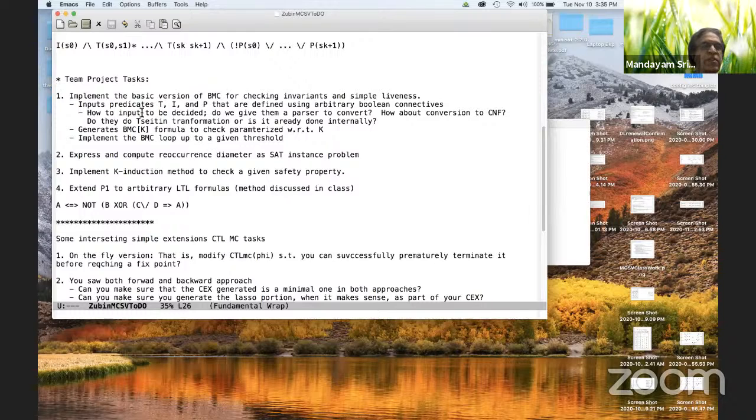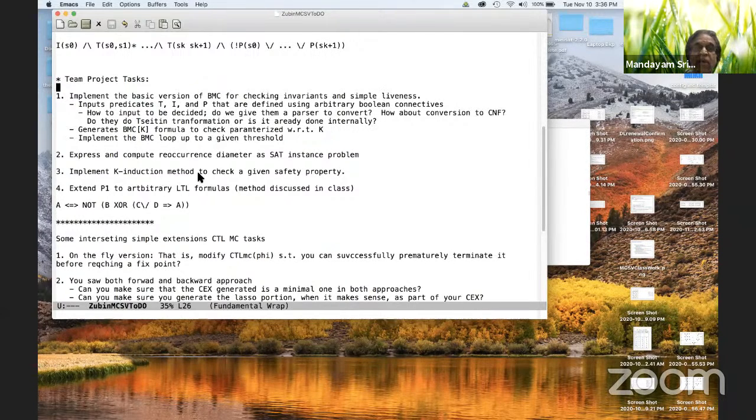Yeah, so this is the team project tasks that I've listed here. What I will be covering today is item number 4, that is extending the basic bounded model checking to arbitrary LTL formulas. So what is the semantic basis for the translation? You've already seen the translation for bounded model checking for the simple properties like AG of P, G of P, and F of P.